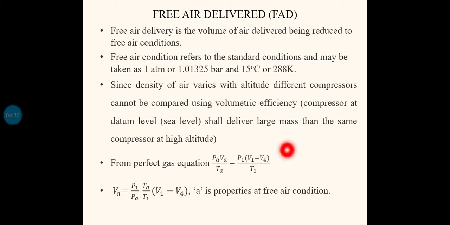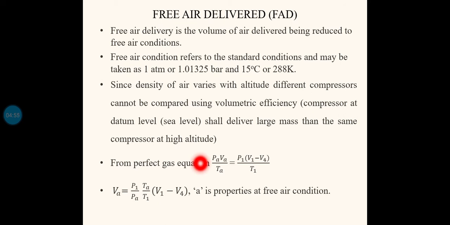So V1 minus V4 is the effective swept volume, and T1 is the corresponding temperature of the air entering into the compressor. Simply, 1 stands for the inlet condition of the air into the compressor and A stands for the free air condition. So from this equation we will get VA equal to P1 by PA into TA by T1 into V1 minus V4.